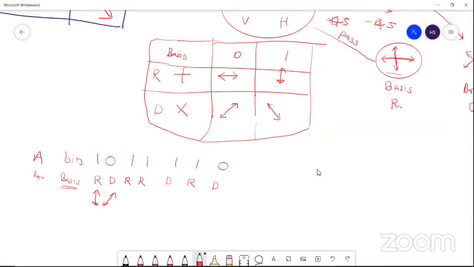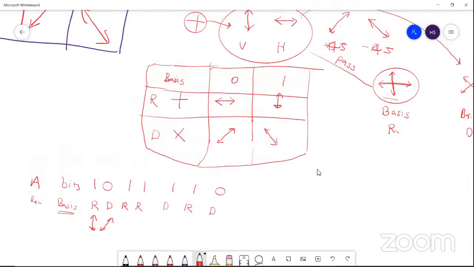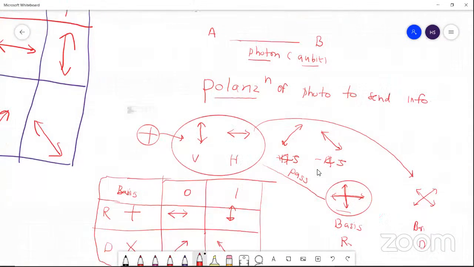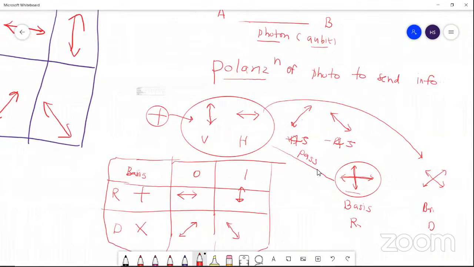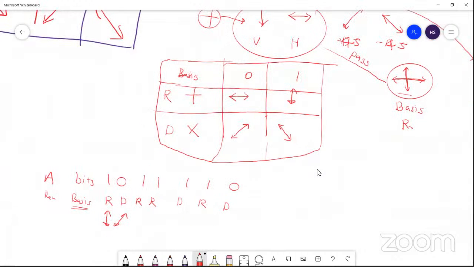What I want to explain here is that we have two bases, plus and cross. We are renaming them as rectilinear or diagonal basis, so we use R and D bases. We can prepare photons in these four states which I explained earlier: vertical, horizontal, plus 45, minus 45. If you want to send 0 in the plus basis, you send a horizontally polarized photon. If you want to send 0 in the cross basis, you send a plus 45 polarized photon.